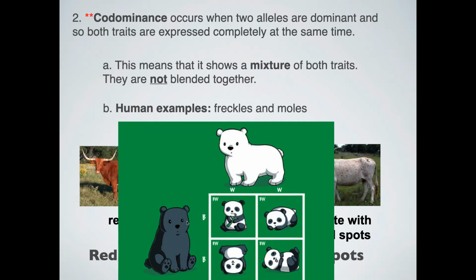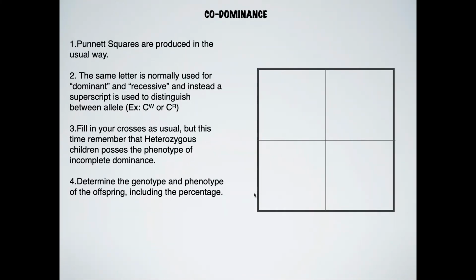But instead, we have little bits that have little black parts and white parts, and so that would be an example of codominance. So for codominance, it's the exact same. We still use superscripts because dominance and recessiveness and all of that stuff doesn't really make a lot of sense when we're talking about codominance.